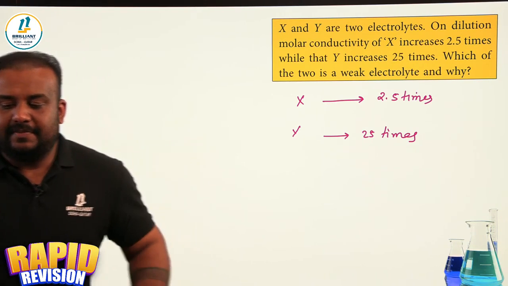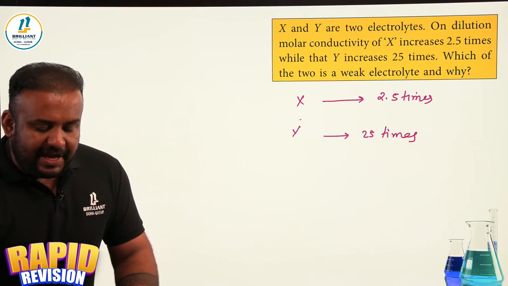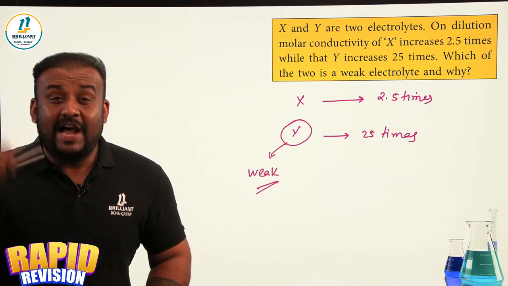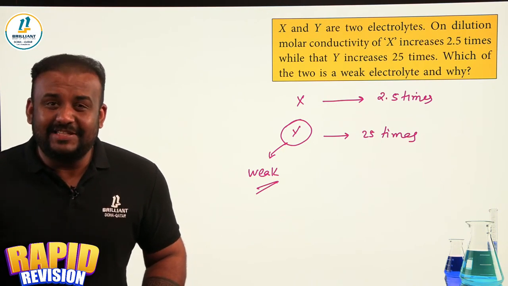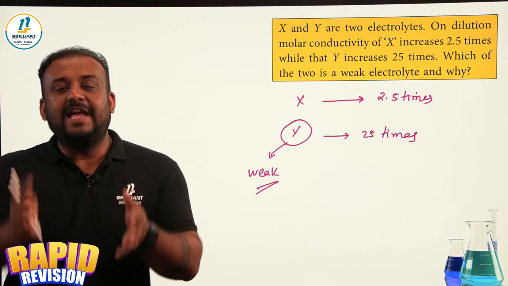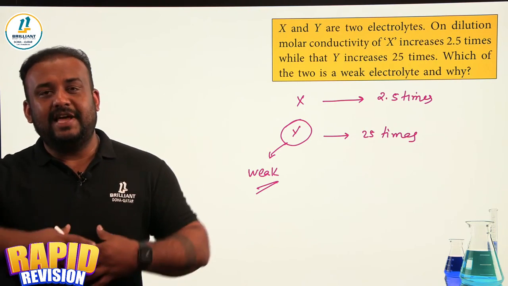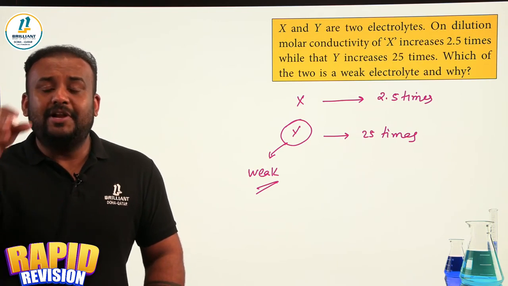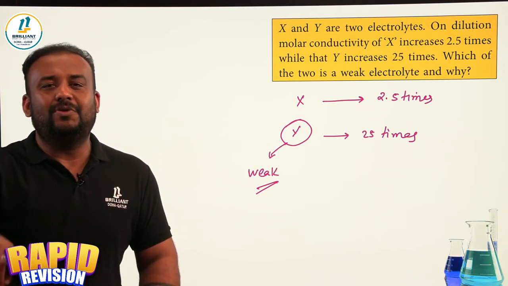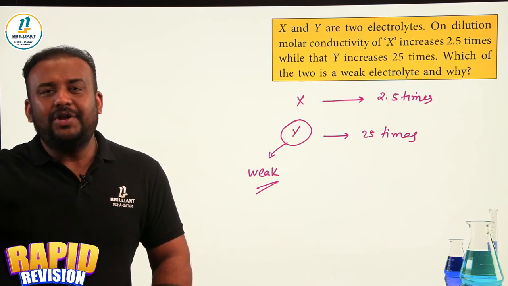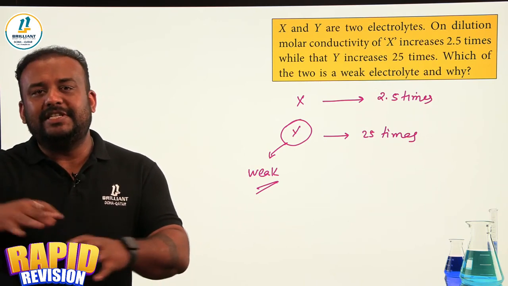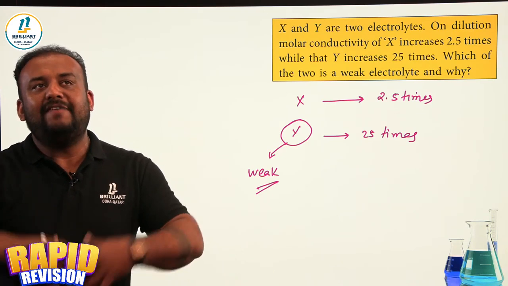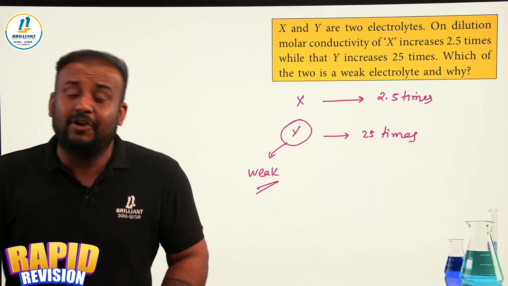Come on, comment your answer. Y is weak. Why is it weak? Because weak electrolytes on dilution will have more degree of dissociation. So they will produce more number of ions. But for a strong electrolyte, the moment you put them in the solution, they are almost completely dissociated. All you do on dilution is decrease the interionic forces of attraction. That's it. You don't have a remarkable increase in number of ions for a strong electrolyte.